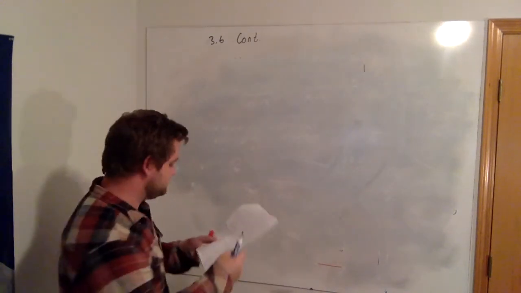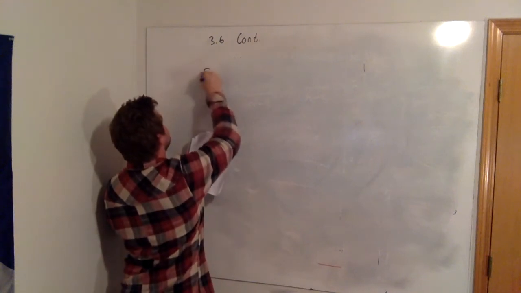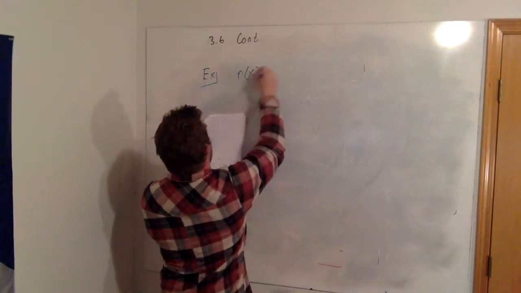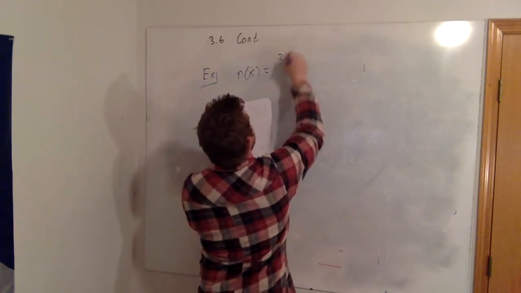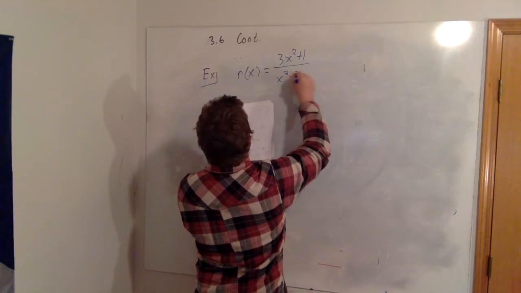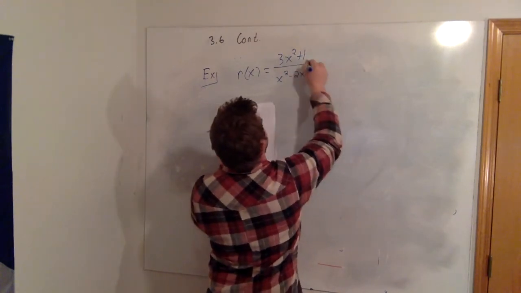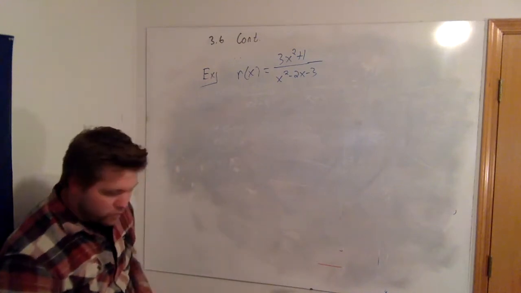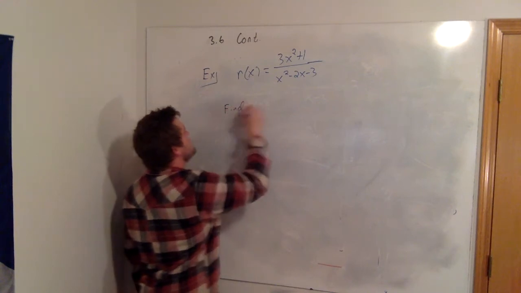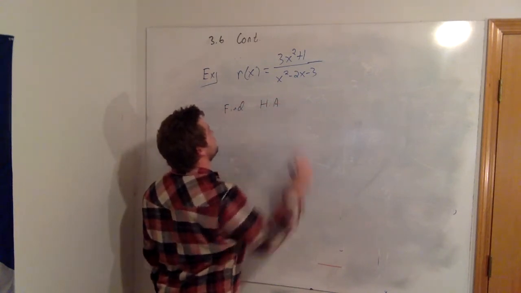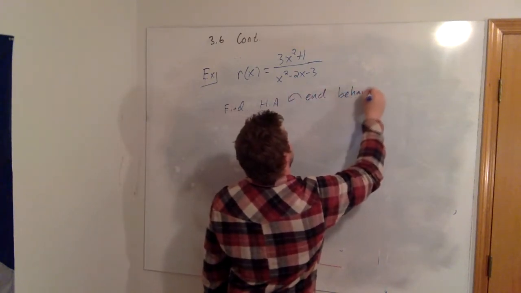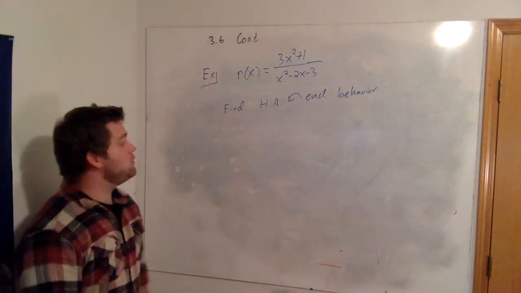Okay. Let's do an example. Let's say we have a rational function r of x, which is equal to, how about 3x squared plus 1, all over x squared minus 2x minus 3. So what we want to do here is find the horizontal asymptotes. But this is the end behavior. Okay, so how are we going to figure out the end behavior here?